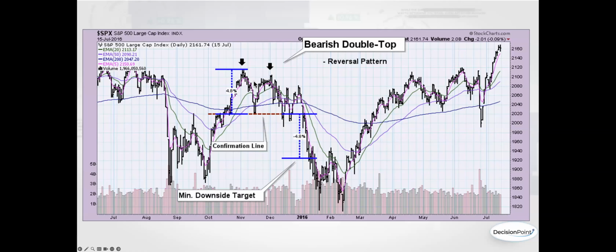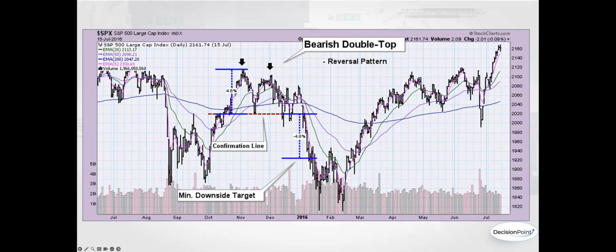You can do a measurement, again, to determine your minimum downside target. And again, these are minimums. It could go further. And in this case, it certainly did. So there's the height of that pattern subtracted from the confirmation line, which is right there. And that would put price down to this level. And it did end up going much further below that at the time. So definitely a good pattern to look out for.